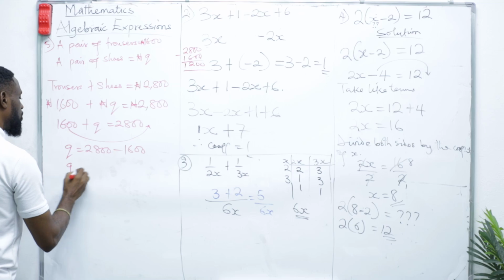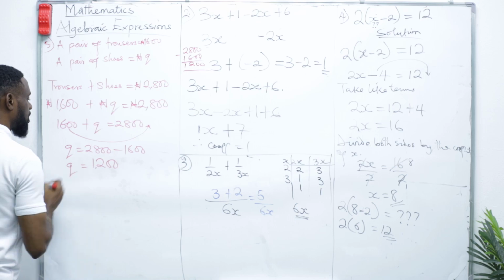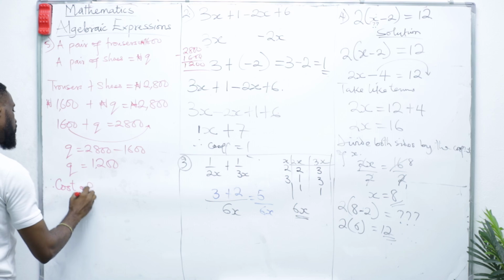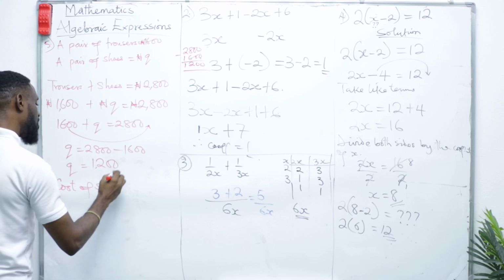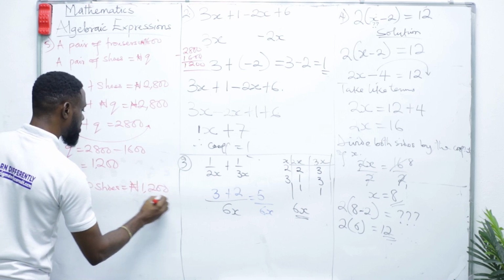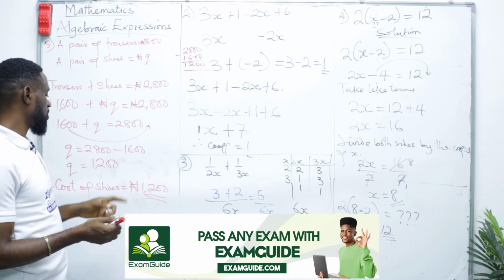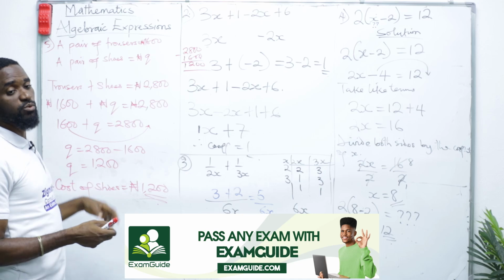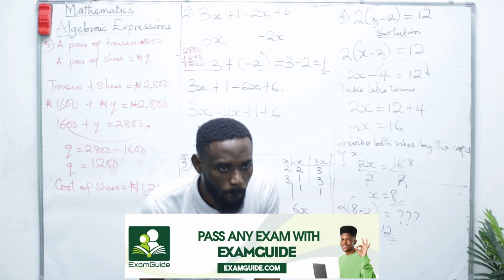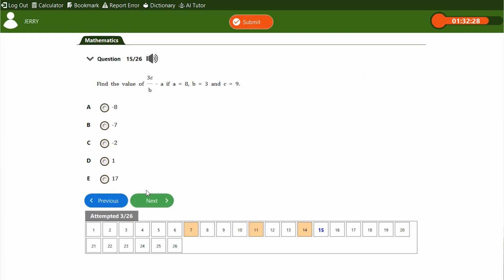It means that Q is equal to 1,200. That means that the cost of a pair of shoes is equal to 1,200 naira, since it was given that the cost of a pair of shoes is Q naira. So Q is 1,200. So 1,200 is the answer, which is option A. Okay, let's see if we have some other thing that is of concern.